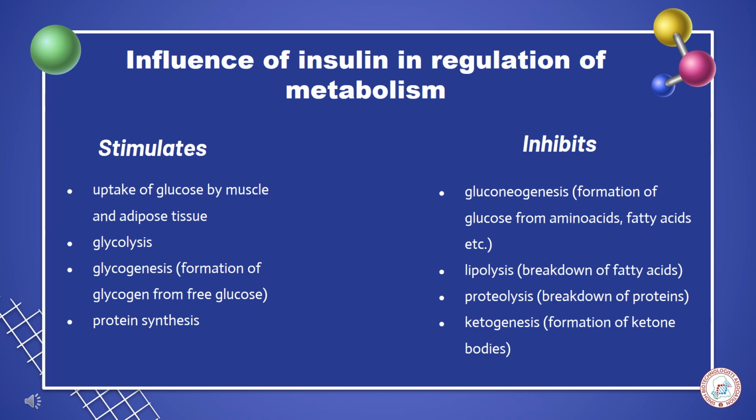And if this hormone inhibits or gives the negative signal, that is, if this hormone is not sufficient, so what is going to happen inside our bodies? Gluconeogenesis, or the formation of glucose from non-carbohydrate sources, will take place inside our body, or lipolysis for the sake of energy, that is the beta oxidation of the lipids. Then proteolysis will also happen, that is the breakdown of the protein. And lastly, ketogenesis, that is the formation of the ketone bodies.